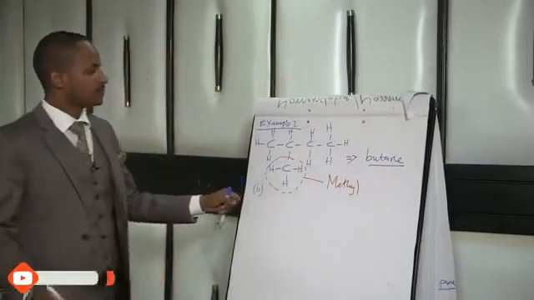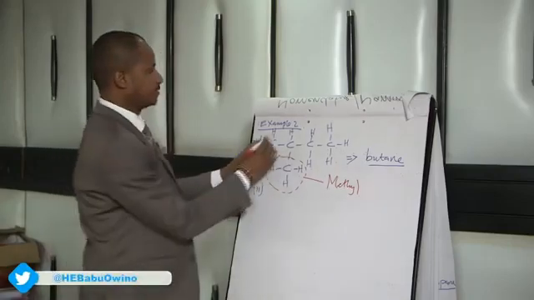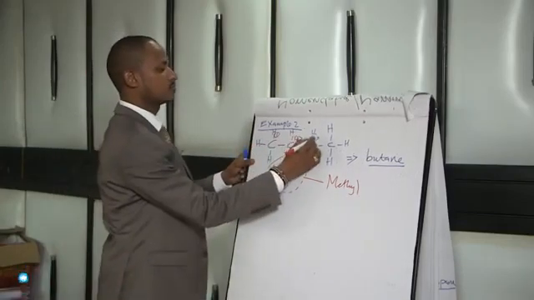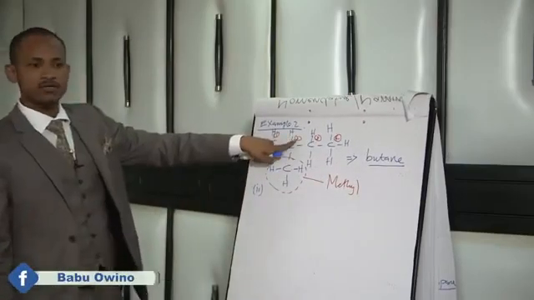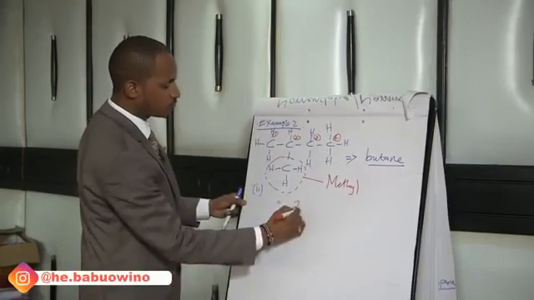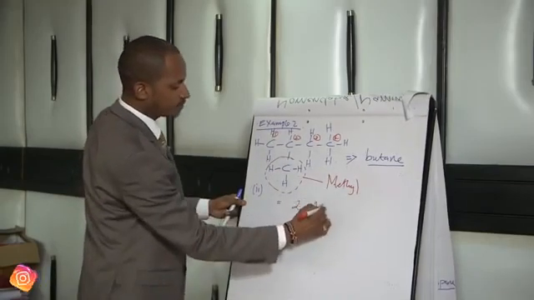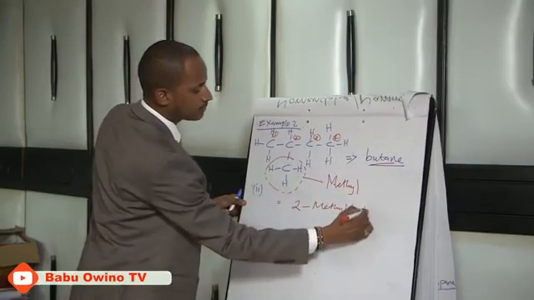Then the next step, identify on which carbon atom the branch lies. So 1, 2, 3, 4. It lies on the second carbon atom. So when you collect them, you start with the number: 2 methyl butane.